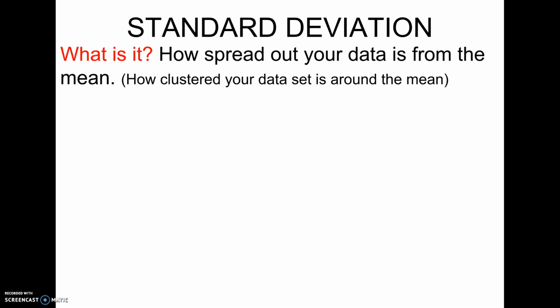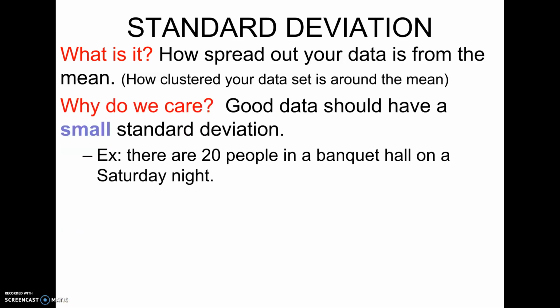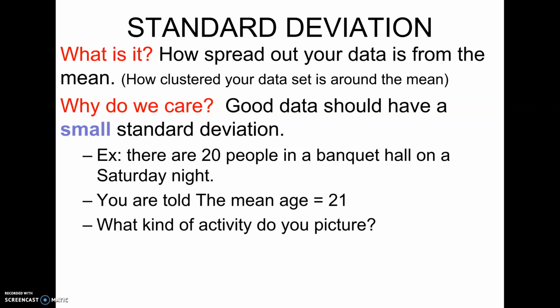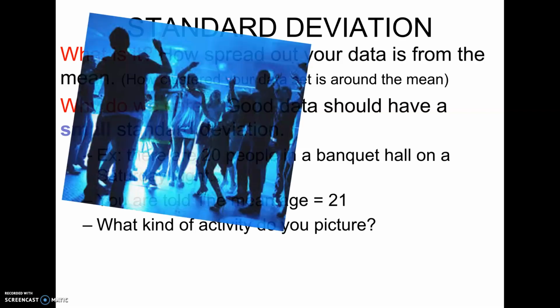Now, why does that matter? Let me show you. For a small standard deviation, let's say that we have 20 people in a banquet hall on a Saturday night, and you're told that the mean age is 21. What kind of activity are we thinking is going on? Well, I would be thinking it's a party, right? There's probably a DJ, maybe it's a birthday party. That's what I would picture.